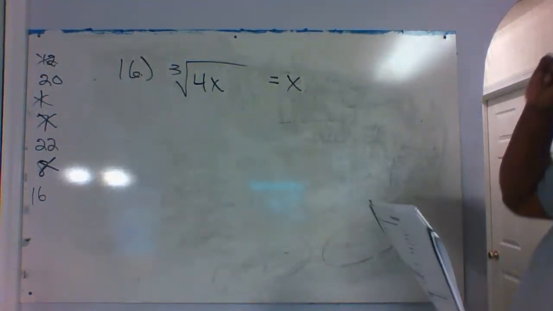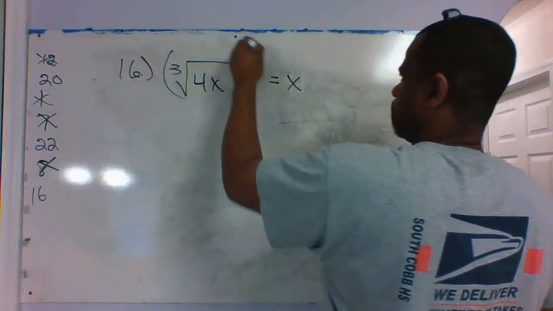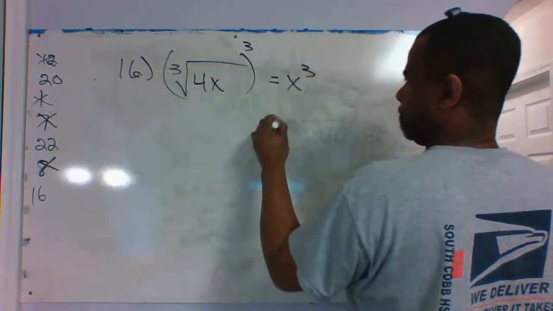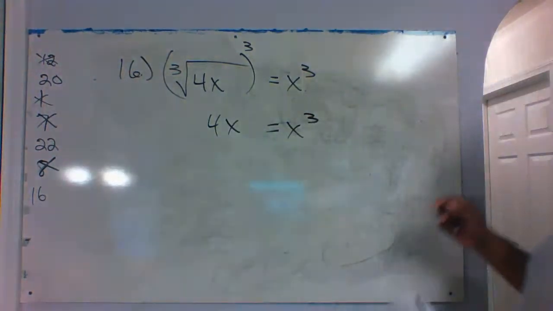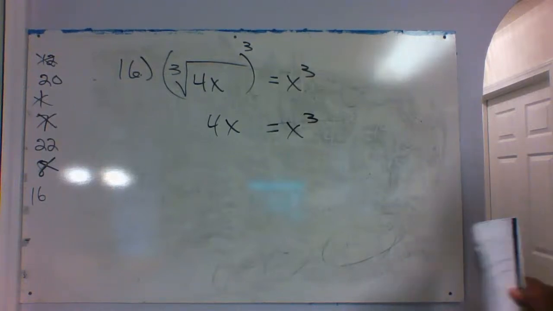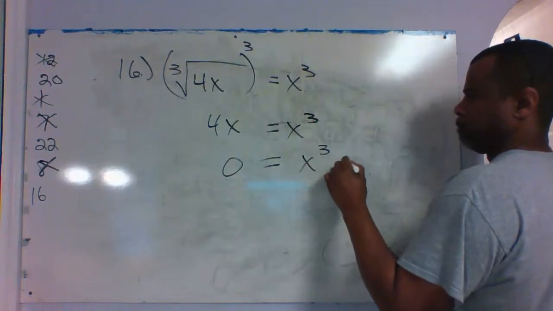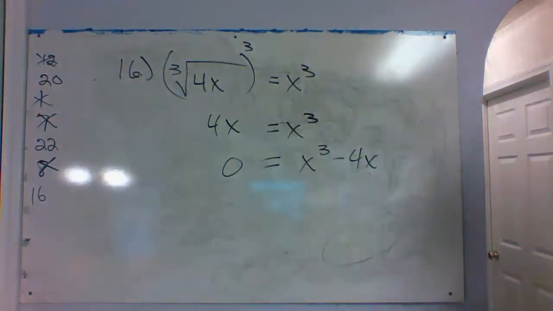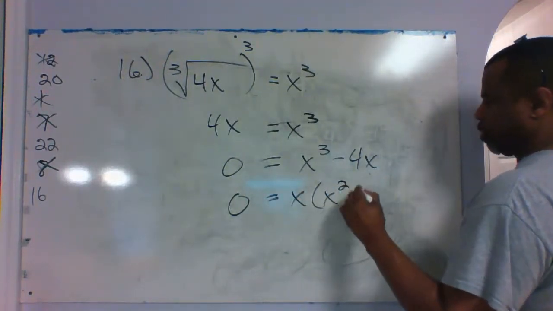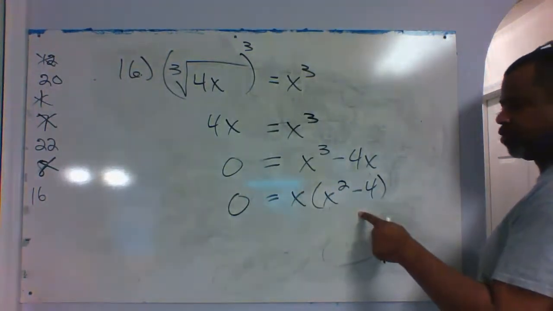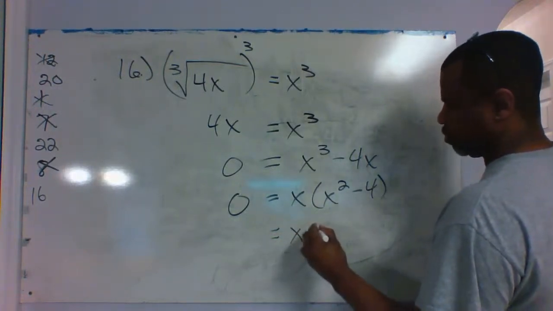All right. So I will raise this to the third. All right, so now you have this 4x. So set this equal to 0. So we're going to factor what they have in common. So that's x squared minus 4. But we know that this is a difference of squares, right? So now we have x equals 0.